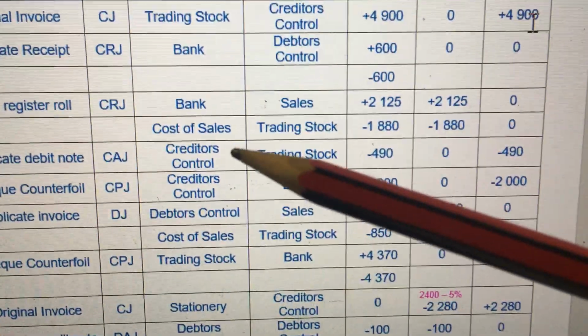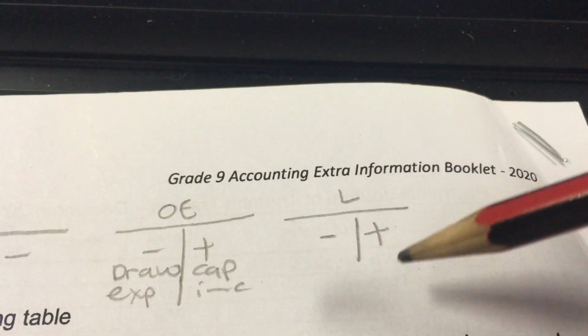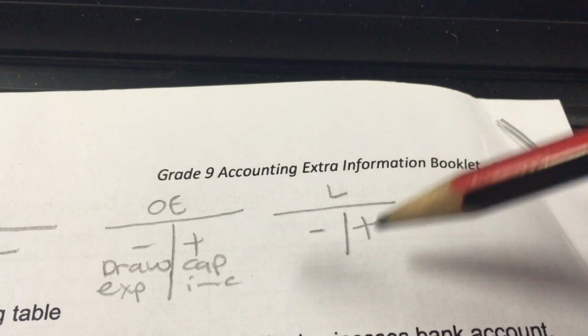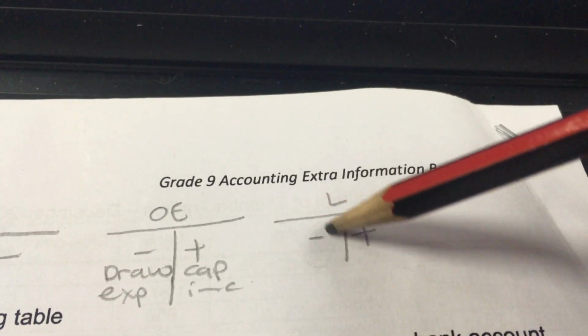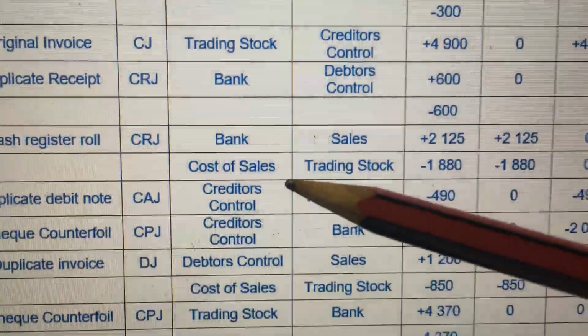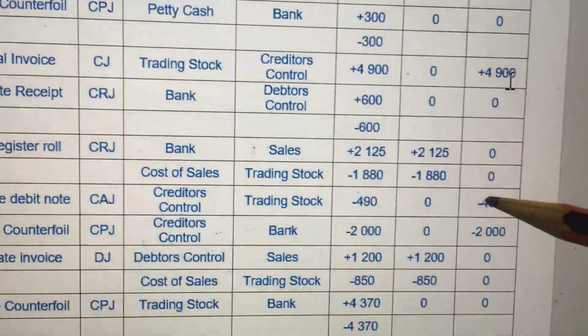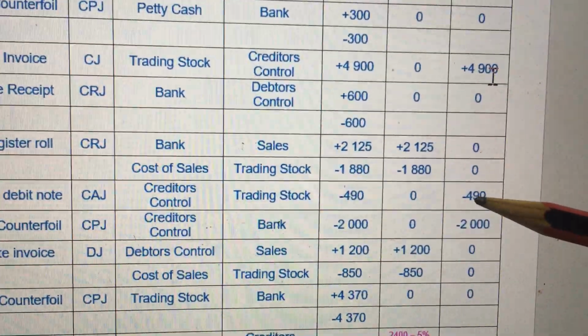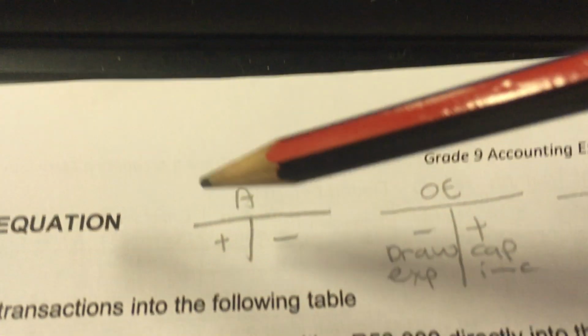So here we have it. Your creditor, firstly, is a liability. We are returning goods to the creditor, which means we owe them less. So we are going to debit creditors control. All right, and we owe the creditor less, so it's a minus under your liability. What are we returning? We're returning trading stock.